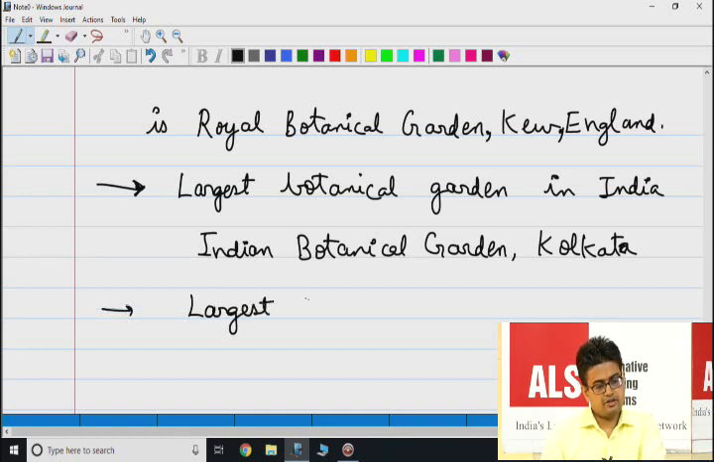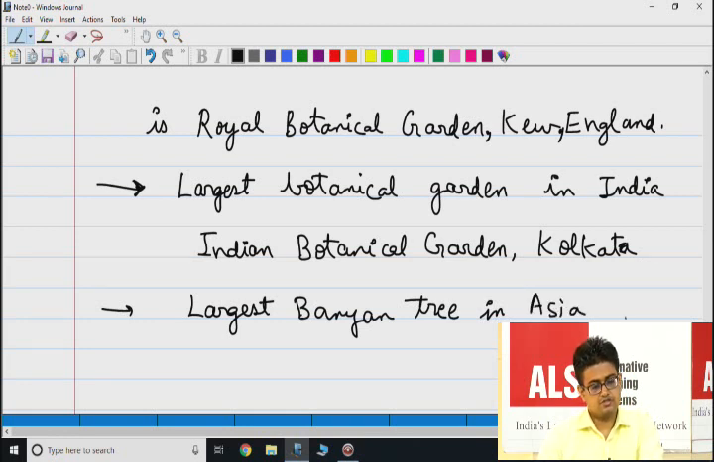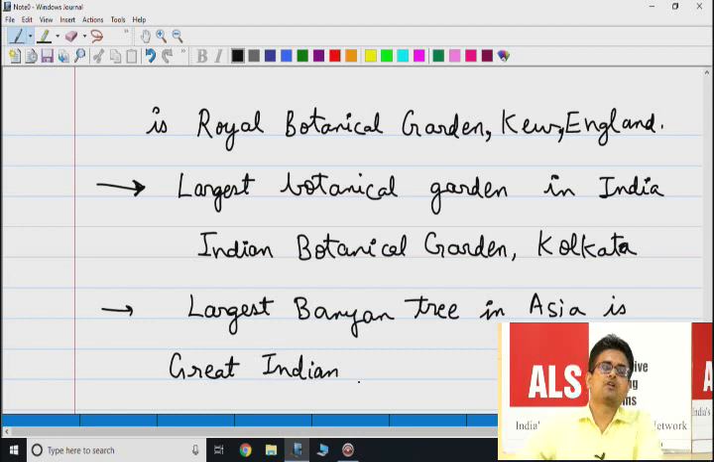Largest banyan tree in Asia, or India perhaps, is the Great Indian Banyan Tree at Indian Botanical Garden. It is so huge that to take a whole round of this tree, it takes about 3.5 to 4 kilometers.